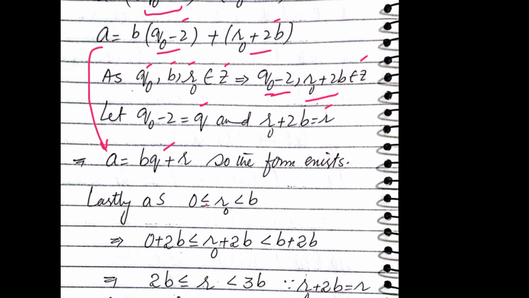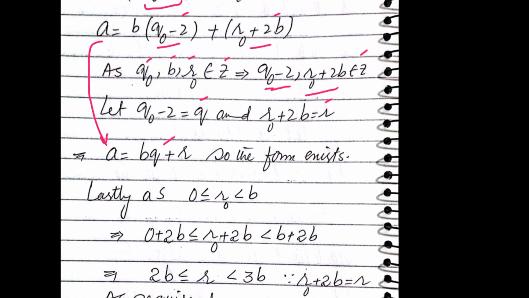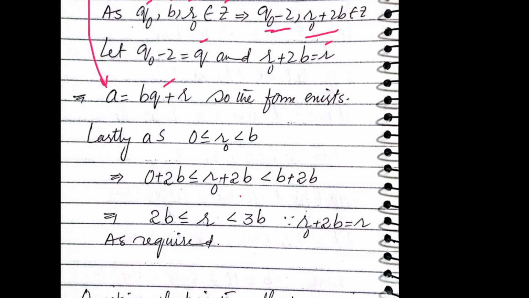Next we show that our remainder lies between the interval 2b and 3b. As we have supposed that remainder r naught lies between 0 and b, by adding 2b in each part we have 0 plus 2b, r naught plus 2b, b plus 2b. This becomes 0 plus 2b, which is 2b, and r naught plus 2b is equal to r, as we have supposed here. So we can replace r naught plus 2b with r, and b plus 2b is equal to 3b, which is required.